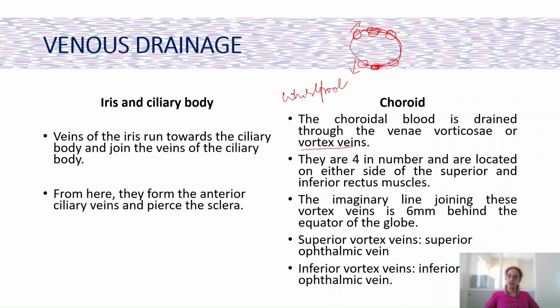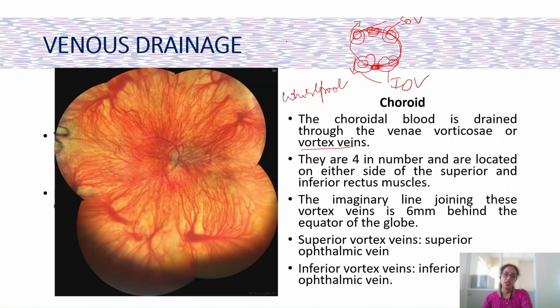The superior vortex veins drain into the superior ophthalmic vein and the inferior vortex veins drain into the inferior ophthalmic vein. These are present 6 mm posterior to the equator. We just discussed where the equator is. So from the equator, 6 mm behind is the position of these vortex veins. This picture shows the vortex veins situated 6 mm behind the equator. There are four major vortex veins that you see here: supratemporal, infratemporal, infranasal and supranasal.